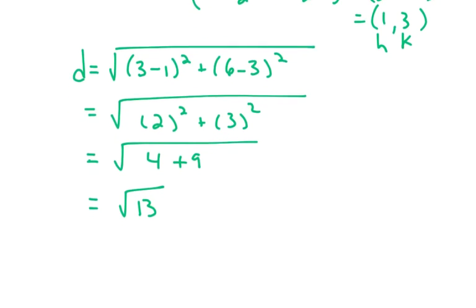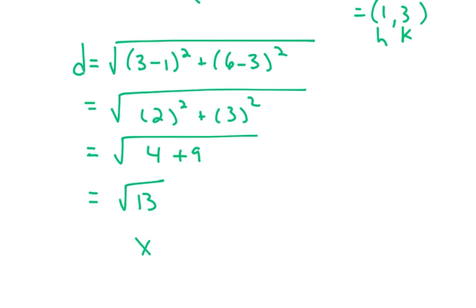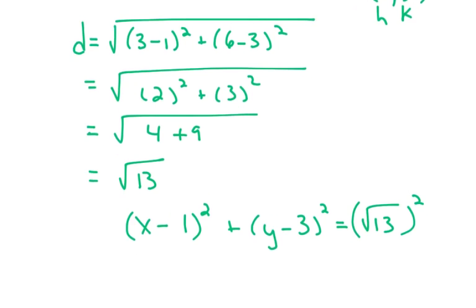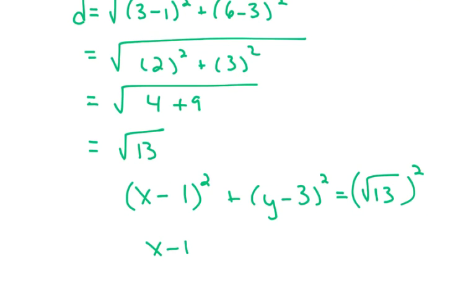So the equation of the circle is going to be x minus h, which is 1, squared, plus y minus k, which is 3, squared, is equal to the square root of 13 when you square it. Because squaring and square rooting are inverse operations, they end up canceling each other. So we would just write that it's equal to 13.